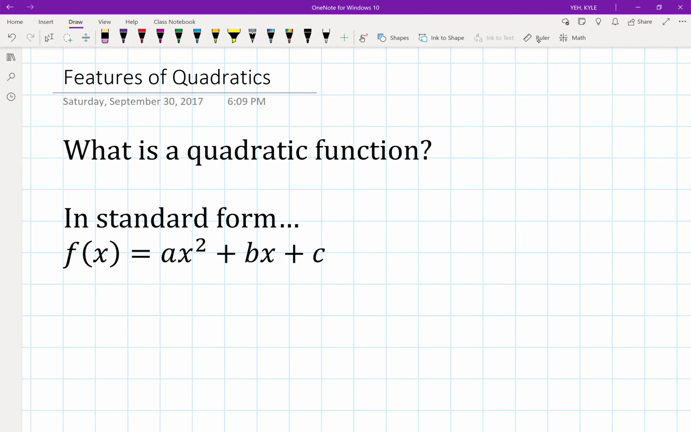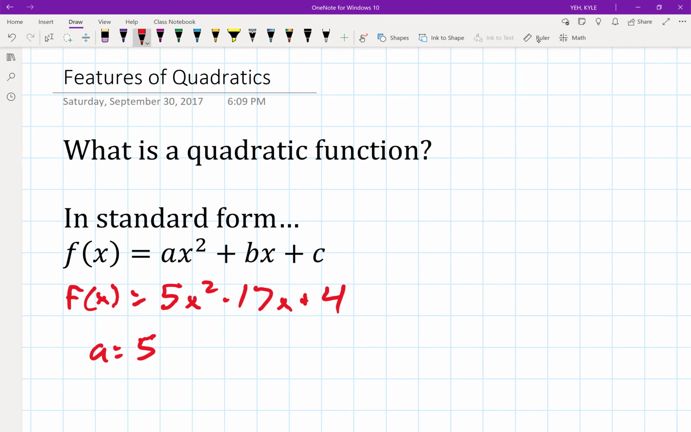A couple examples might be f of x equals 5x squared minus 17x plus 4. And I apologize for my handwriting, but 5x squared minus 17x plus 4. Well, if I asked you, what does a equal in this equation? A is the number of x squareds. A is 5. What does b equal? Negative 17. That negative does go with that b value. And what does c equal? C equals 4 in this example.